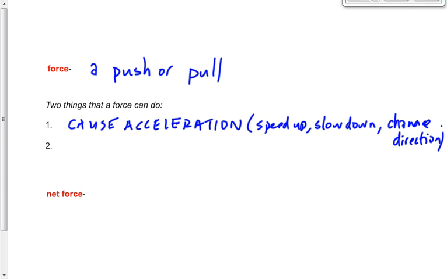Cause it to speed up, slow down, stop, start, or change direction. All those things fit within a force causing an acceleration. Now, what else can a force do besides cause an object to speed up or slow down or change direction or start or stop?